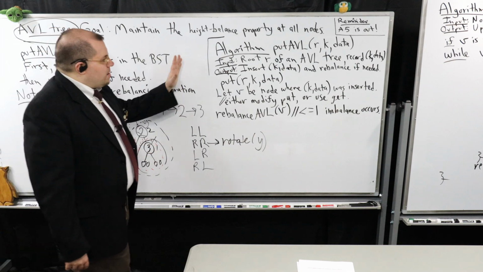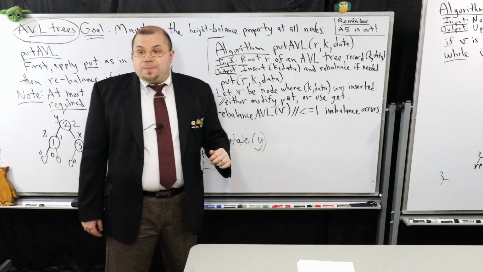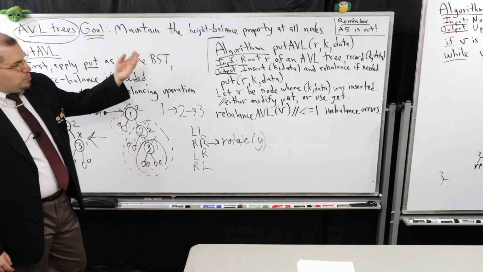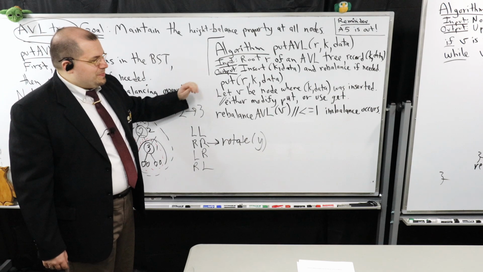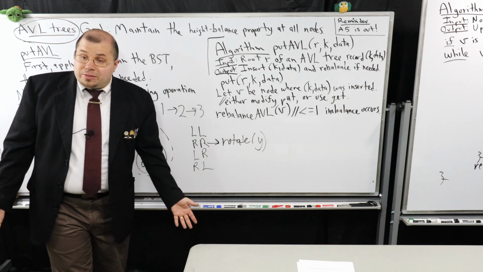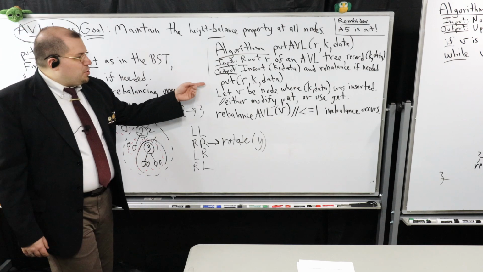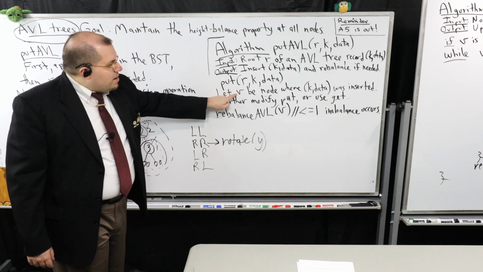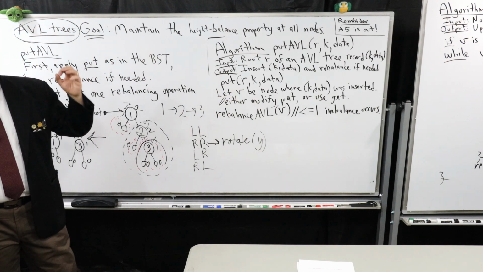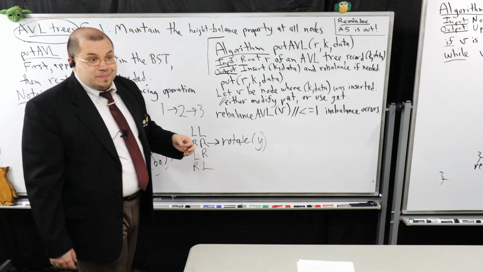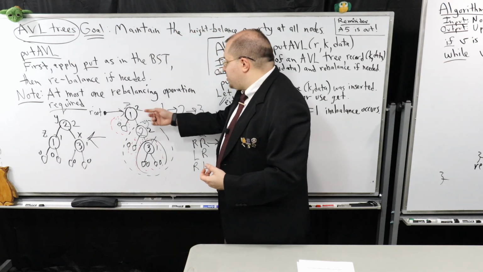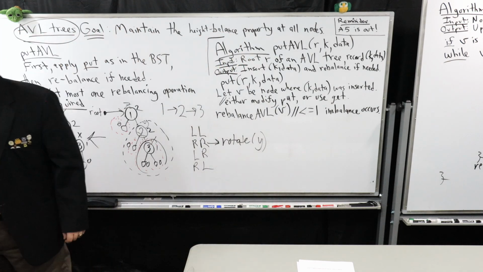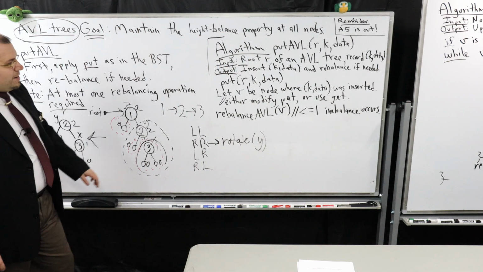So that brings me to talking about the pseudocode today. When I do put, I start off with putAVL, and I just apply put first. This is the same put I talked about the other day, the put for a binary search tree. And then I determine what node V is. V is going to end up being the node where the insertion occurred. For example, when I put 3 in, this is V right here.